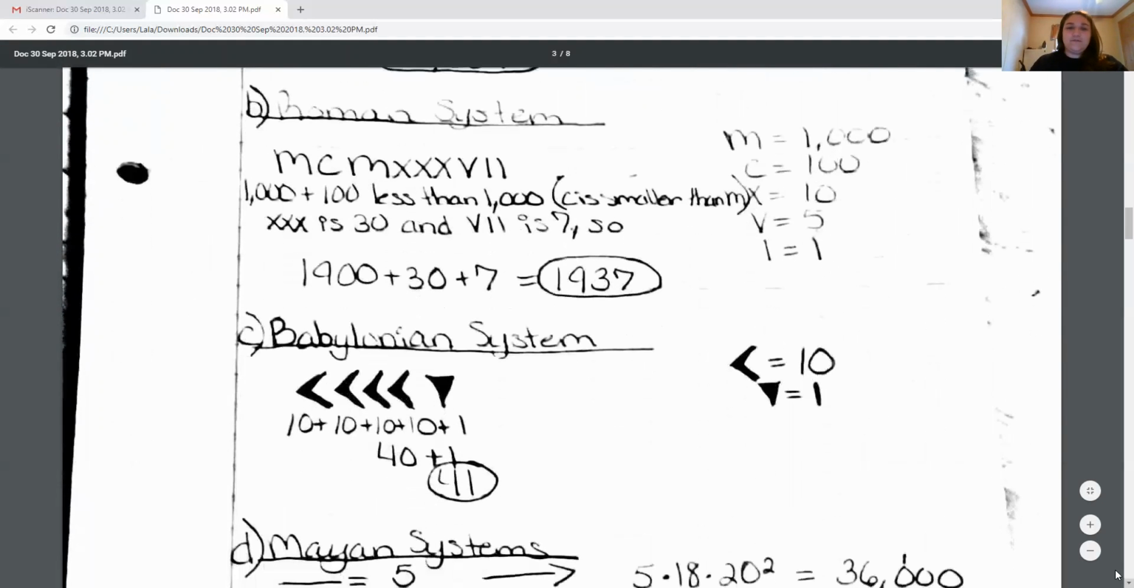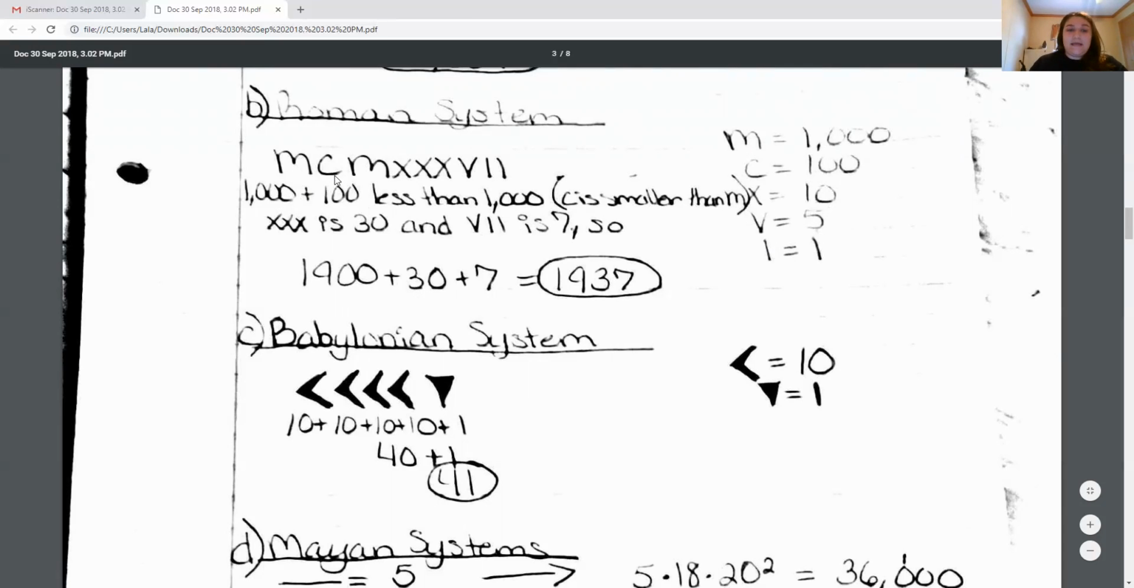This one's a little difficult with the Roman system. Now, you know how, over here in our key, M is equal to 1,000, C is 100, X is 10, V is a 5, and then the I, it looks like a 1, but it's actually an I, equals 1. So I have it broke down over here. So this M is 1,000.